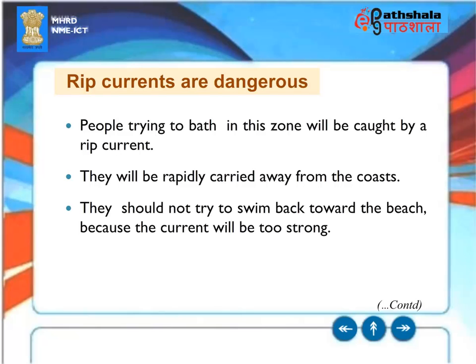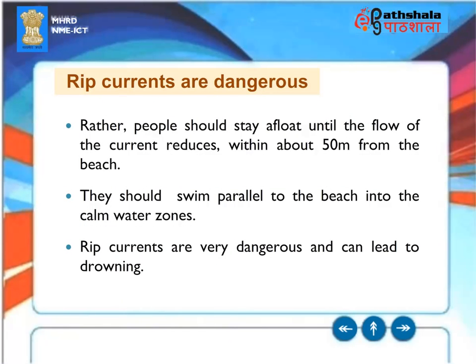Rip currents are dangerous. People trying to bathe in this zone will be caught by a rip current. They will be rapidly carried away from the coasts. They should not try to swim back towards the beach because the current will be too strong. Rather, people should stay afloat until the flow of the current reduces within about 50 meters from the beach. They should swim parallel to the beach into the calm water zones. Rip currents are very dangerous and can lead to drowning.